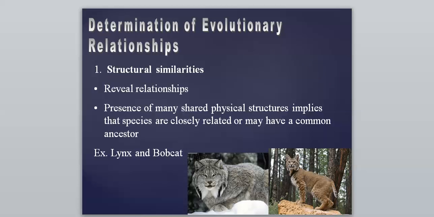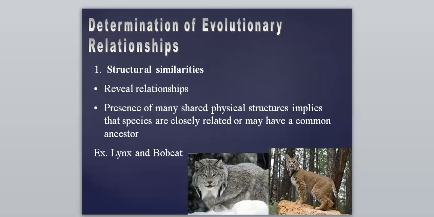One, the most obvious one that we've already talked about, is structural similarities, and these reveal relationships, since the presence of many shared physical structures implies that species are closely related or may have a common ancestor. The example here is a lynx and a bobcat. If we just look at these two pictures, we can tell that these organisms most likely are related. They're very similar, the same size, almost the same face. There may be little differences, maybe the size of their paws, but for the most part, they look very similar.